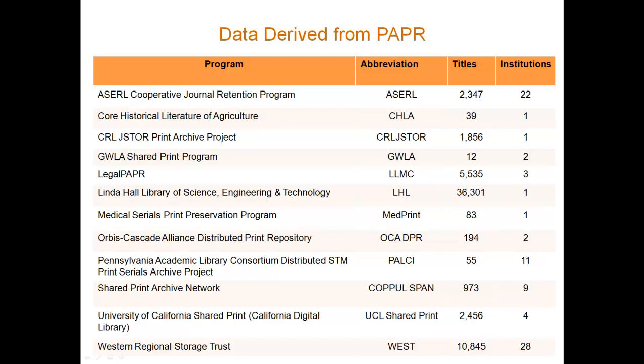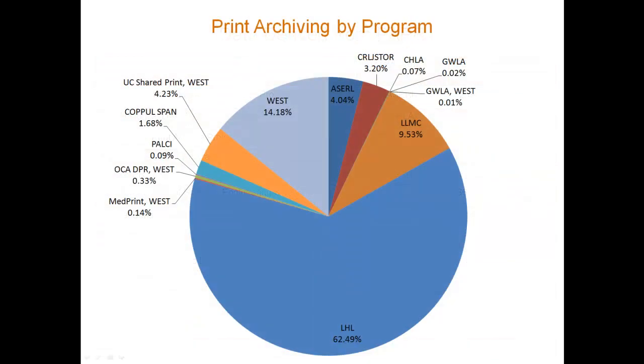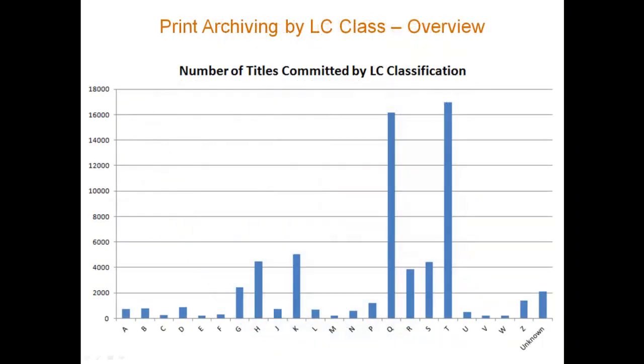So this next slide just shows an overview of the print archiving by program as it's disclosed in PAPR. So it's just by percentages, where the big and smaller programs are in the overview. And this next slide just shows the distribution of the print archiving that has been done by LC class.